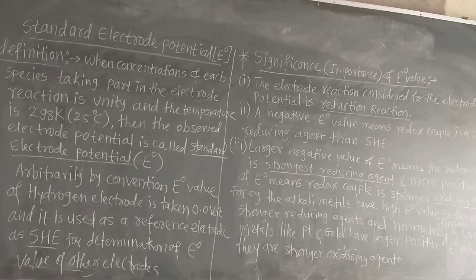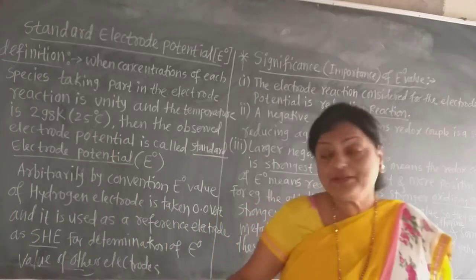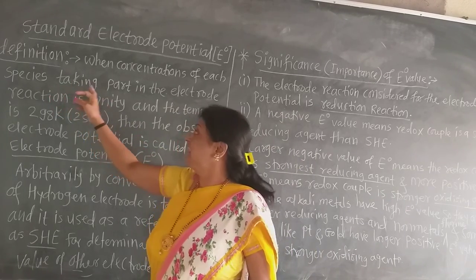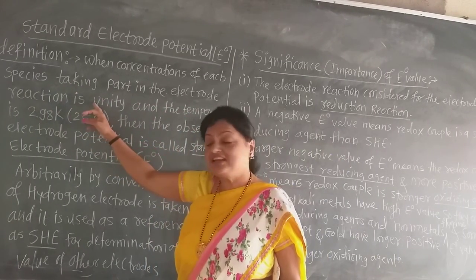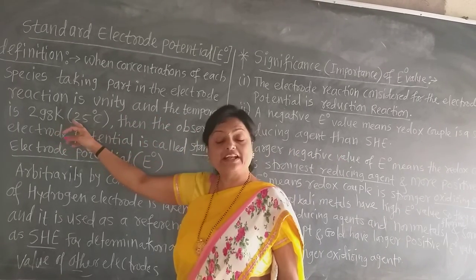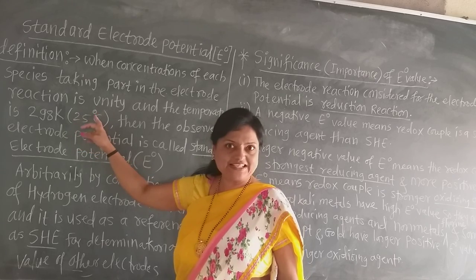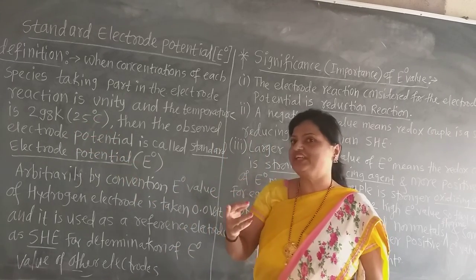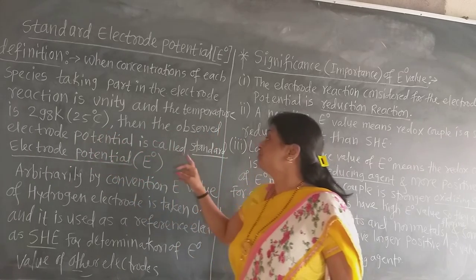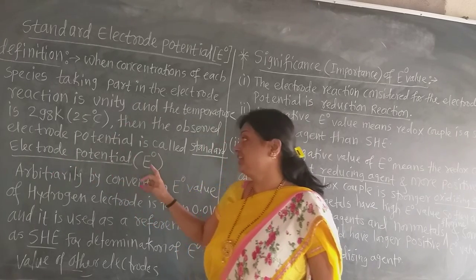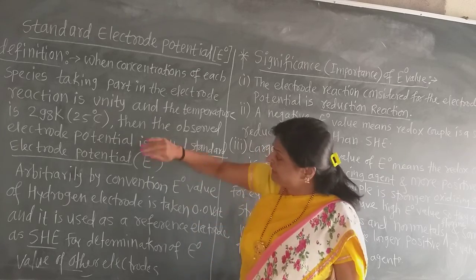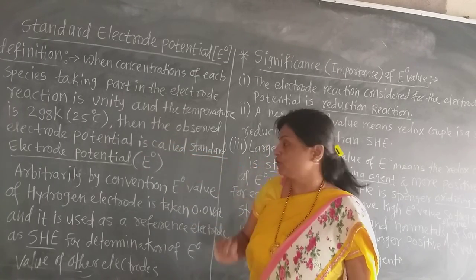potential. See here the definition again, which is very important. When the concentration of each species taking part in the electrode reaction is unity, 1 molar, and the temperature is about 298 Kelvin, that is 25 degrees centigrade, 273 plus 25, then the observed electrode potential is called the standard electrode potential, and it is denoted by E0. This 0 means standard, and only E means the electrode potential that is not standard.